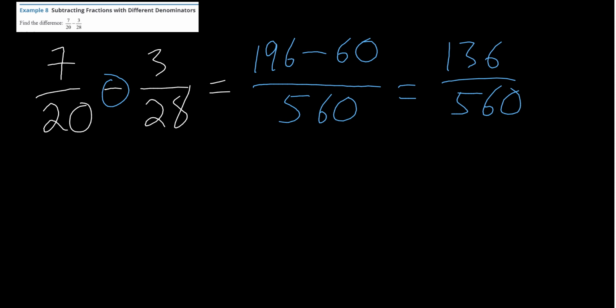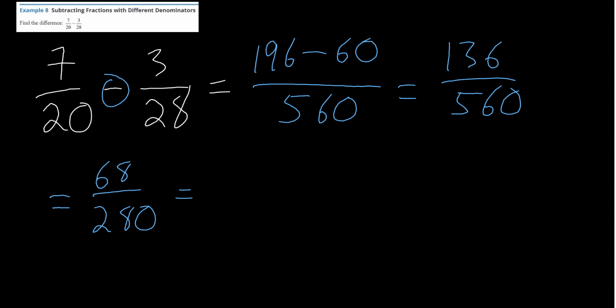Okay, so we're in luck here because they're both divisible by 2. Like I said, if you have division by 2 available to you, then do it. So we can reduce this. 136 divided by 2 is 68. And then 560 divided by 2 is 280.